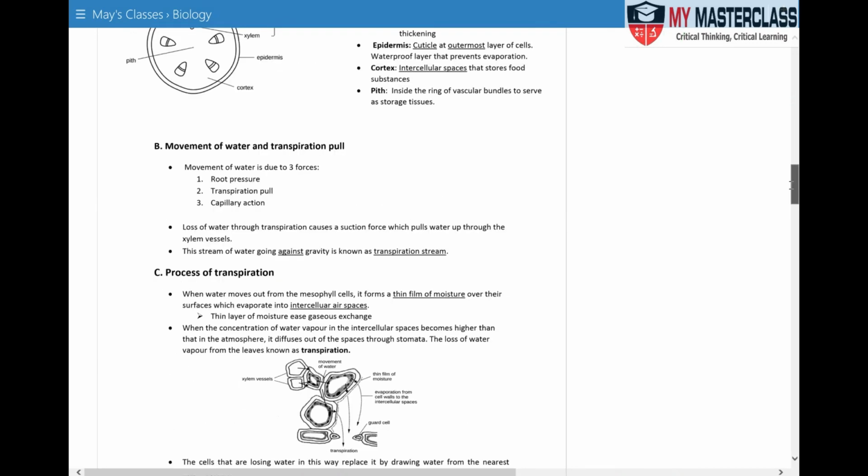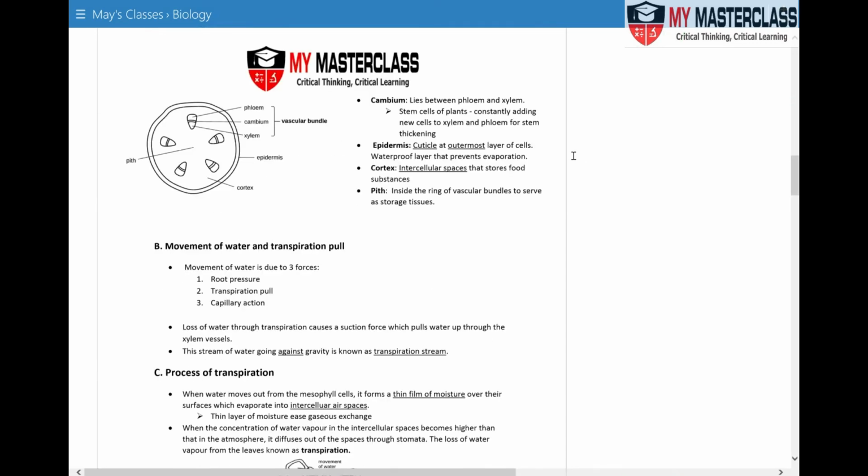So this is similar to what we saw earlier on. We have the cambium that lies in between here, and then I have my phloem at the top and my xylem at the bottom. So this is your typical structure of a stem component.